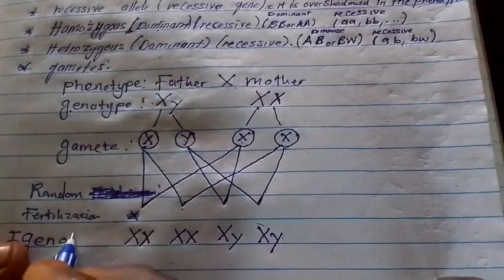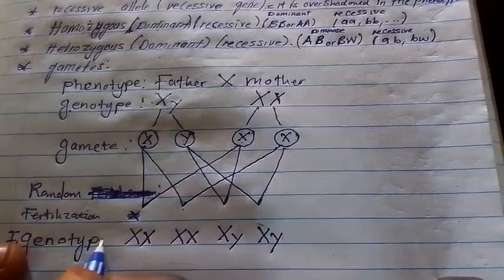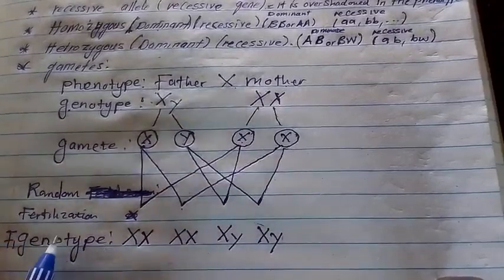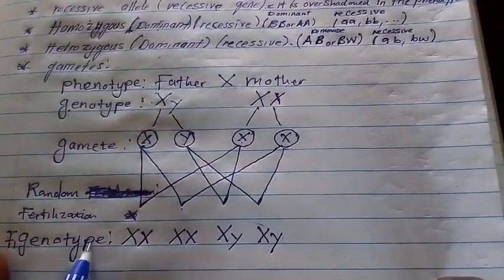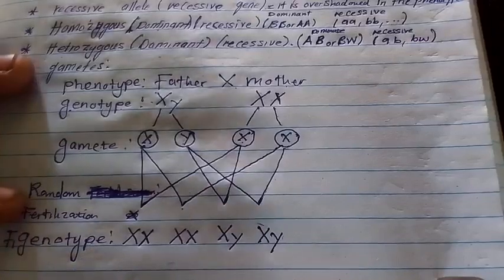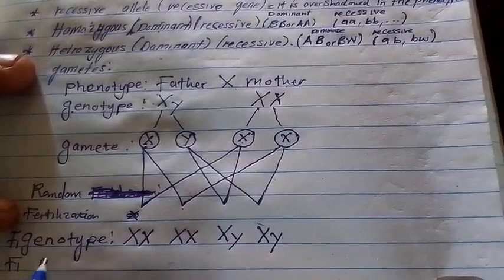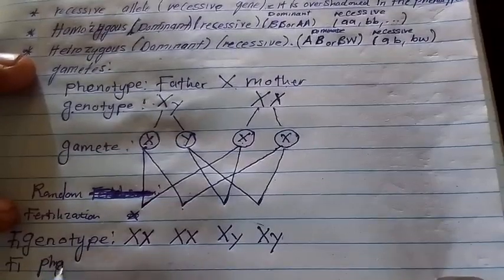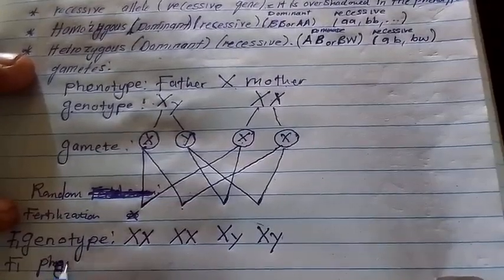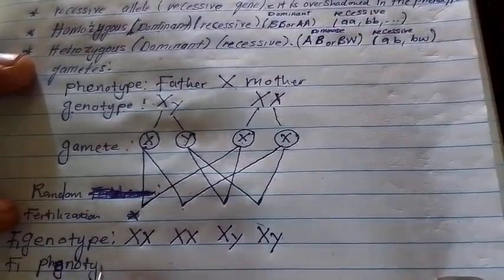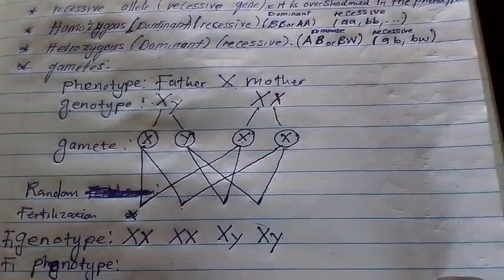So the first one is this one, which is the phyla1 genotype. Now what follows next? It is the phyla1, which is the F1 phenotype. So what follows next is the F1 phenotype.